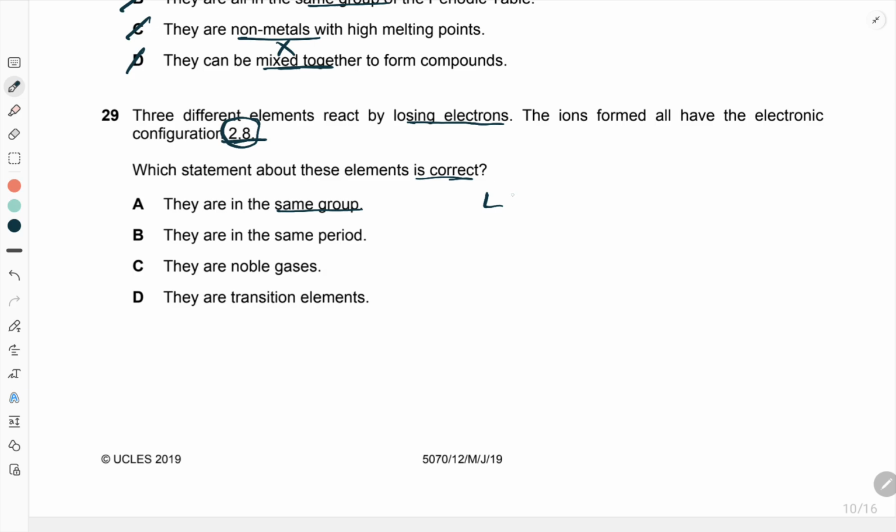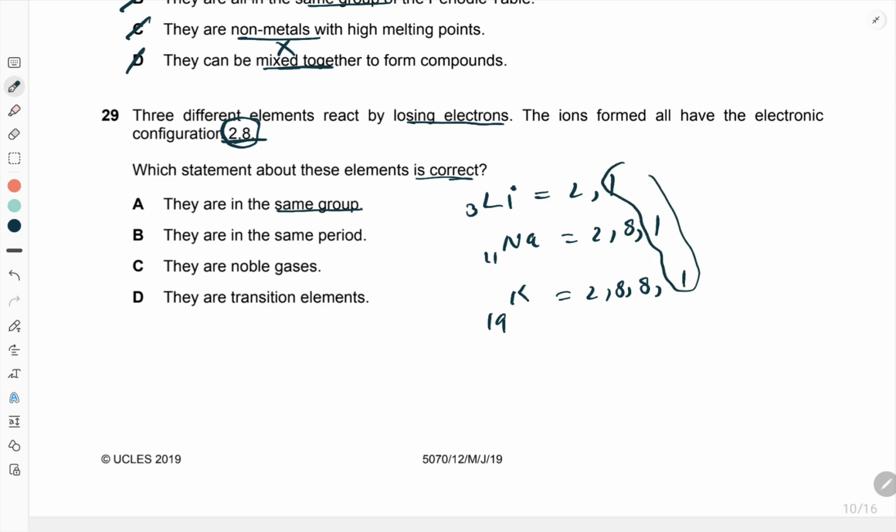For example, if they are present in the same group, lithium, sodium and potassium, lithium has 3 electrons, this has 11, and this has 19. So when they lose their 1 electron, they do not have the same electrons, rather they have different ones, so they are not present in a group. They are present in a period. A period goes across from left to right. For example, sodium is 11, magnesium is 12, aluminum is 13.